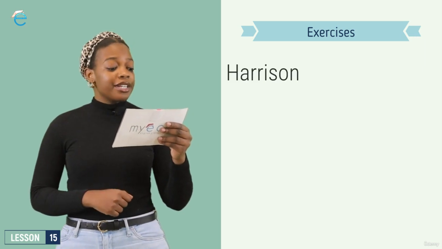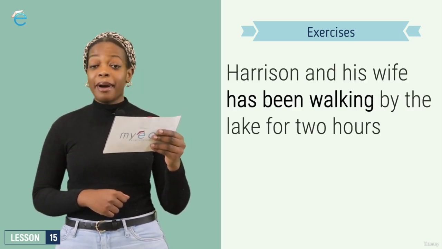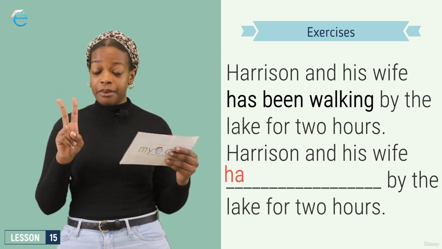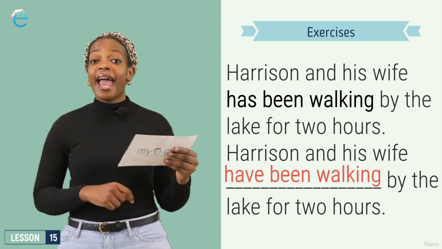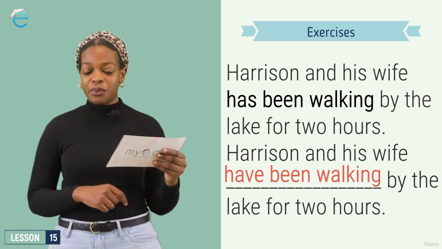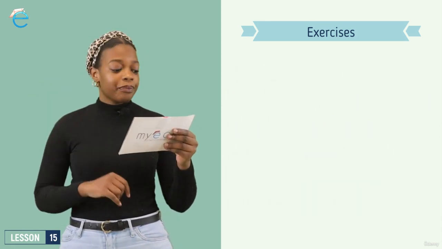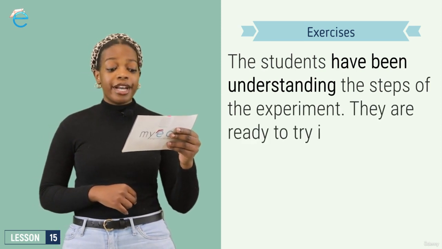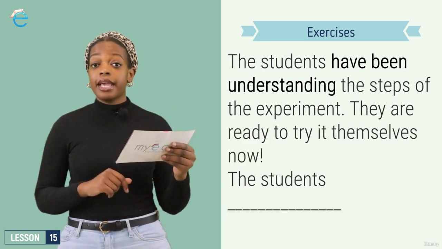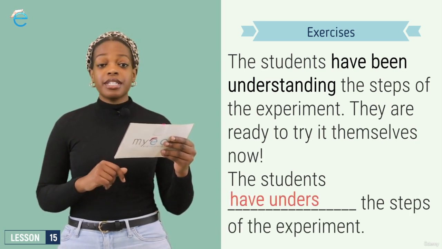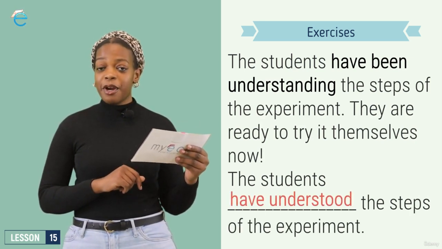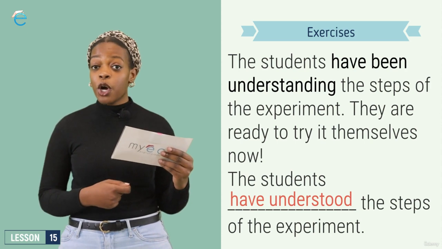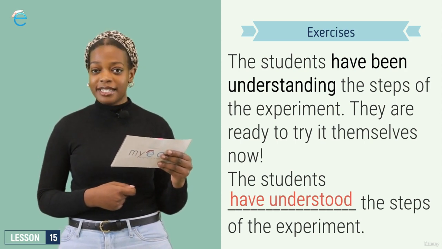Number 3, Harrison and his wife has been walking by the lake for 2 hours. Harrison and his wife, 2 people, the same as they, have been walking by the lake for 2 hours. Number 4, the students have been understanding the steps of the experiment. They are ready to try it themselves now. This sentence should be, the students have understood the steps of the experiment, because understand is a non-action verb, so it can only be used with present perfect tense.